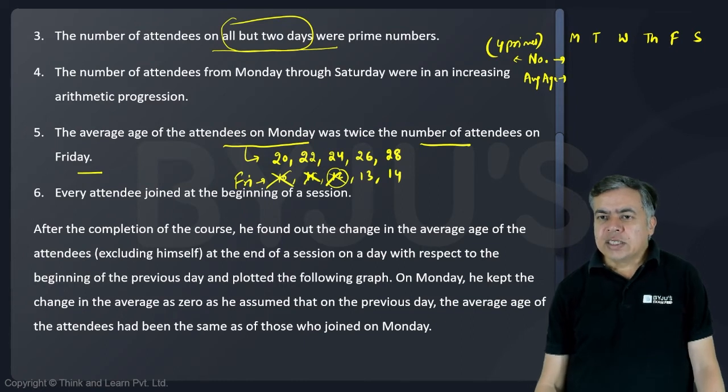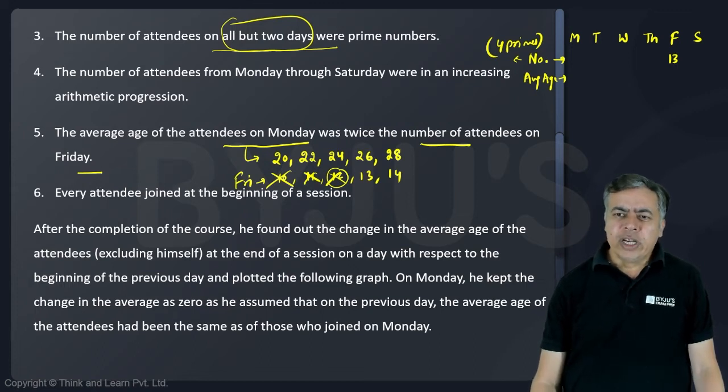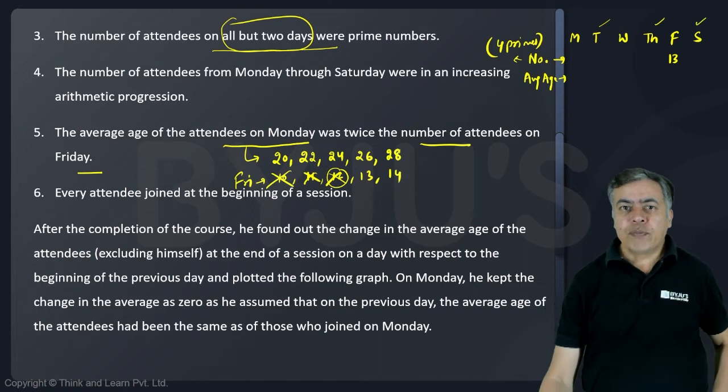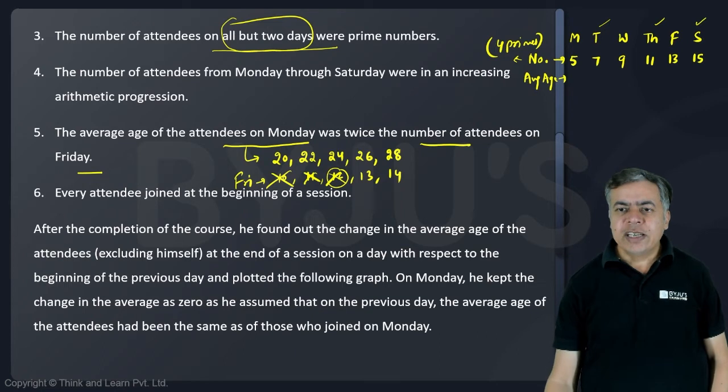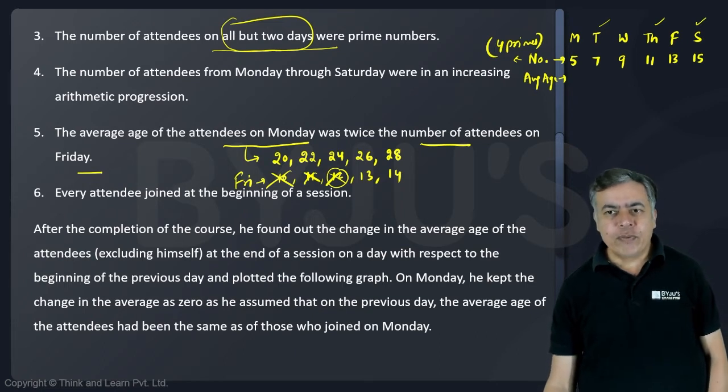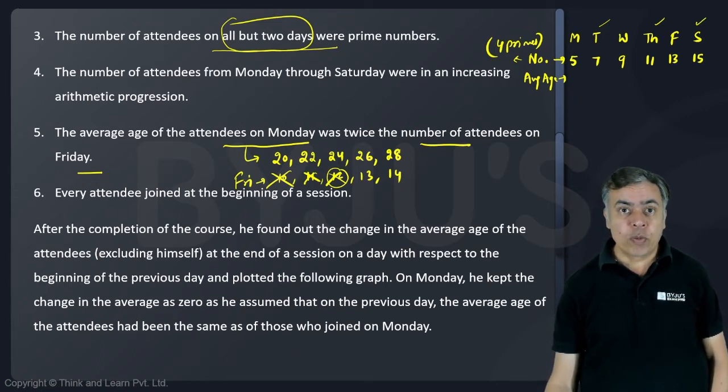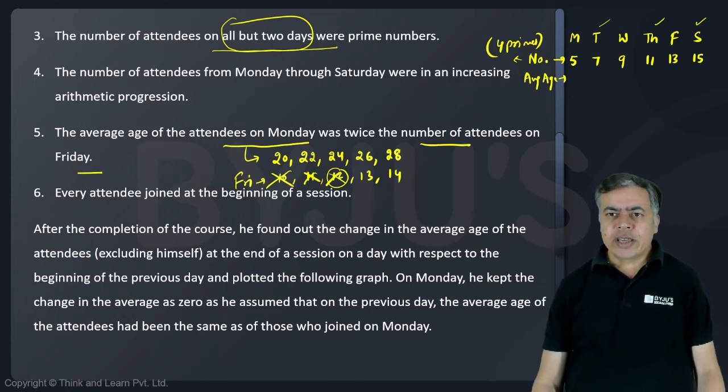If Friday is 13, I'm writing here, 13. So if I write 12, 14, 12, so one difference I cannot take because then 14, 12 and 10, so there will be 3 even numbers which are not prime. But if I take the difference of 2, then it will be 11, 9, 7, 5 and 15. Here you can see except for 9 and 15 all are prime, 5, 7, 11, 13 are prime, so there are 4 prime, so possible. So this case is possible.